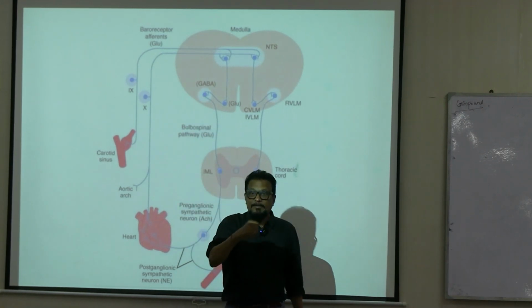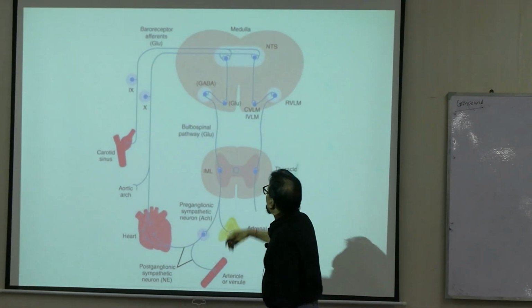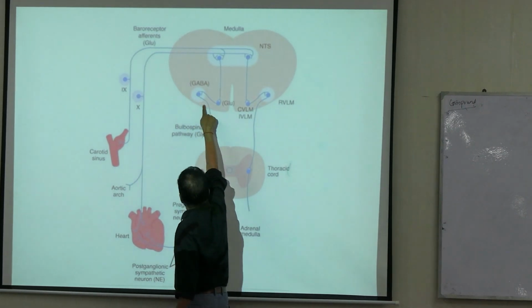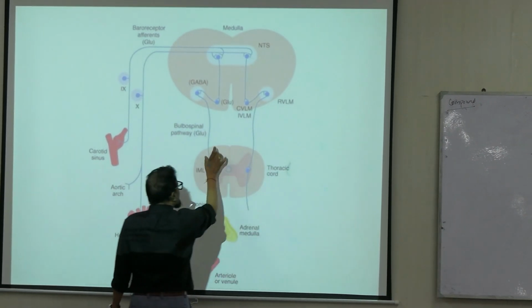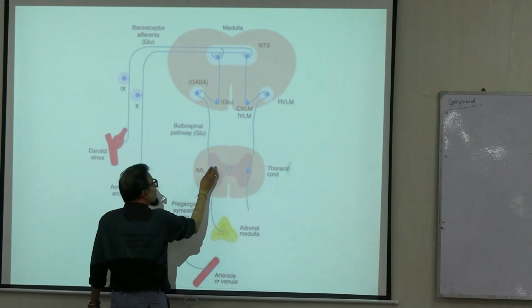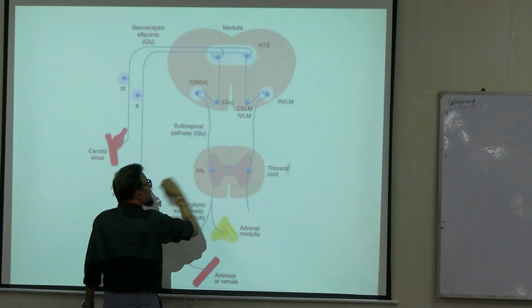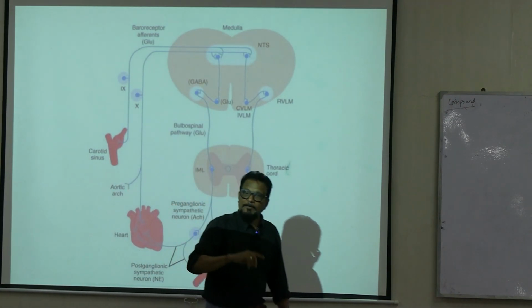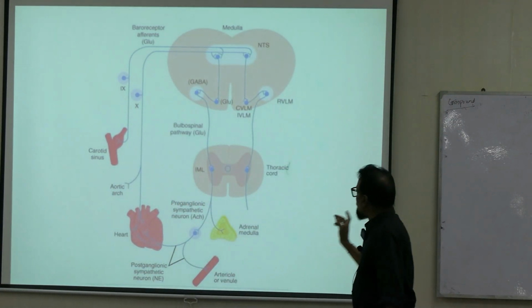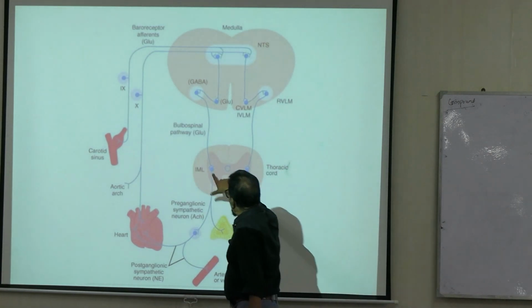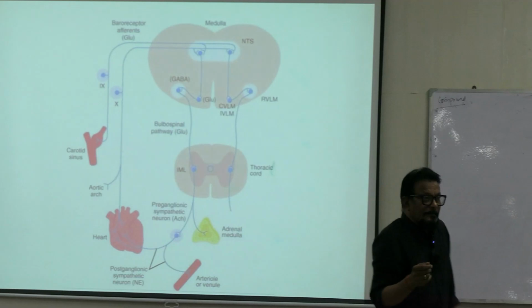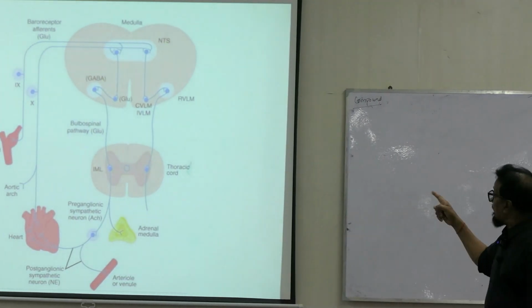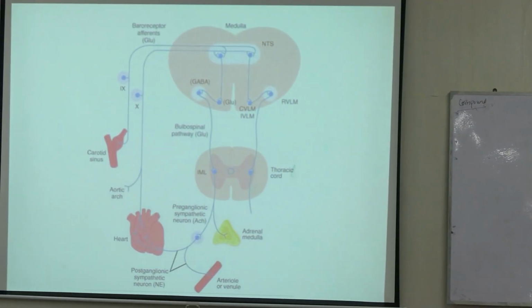When blood pressure has to be increased, heart rate has to be increased, what do they do? They send impulses to the spinal cord. In the spinal cord, this is the gray matter. Within the gray matter, there are horn cells. These are the lateral horn cells, intermediate lateral horn cells. From these lateral horn cells, sympathetic nerve fibers originate.